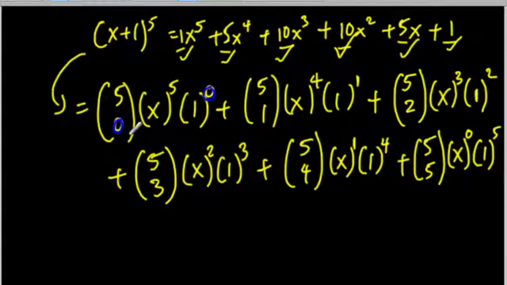So in other words, this counting term right here counts how many of the x to the power of 5s we have, right? And also multiplied by the second term. This counts how many we have, and so on and so forth.